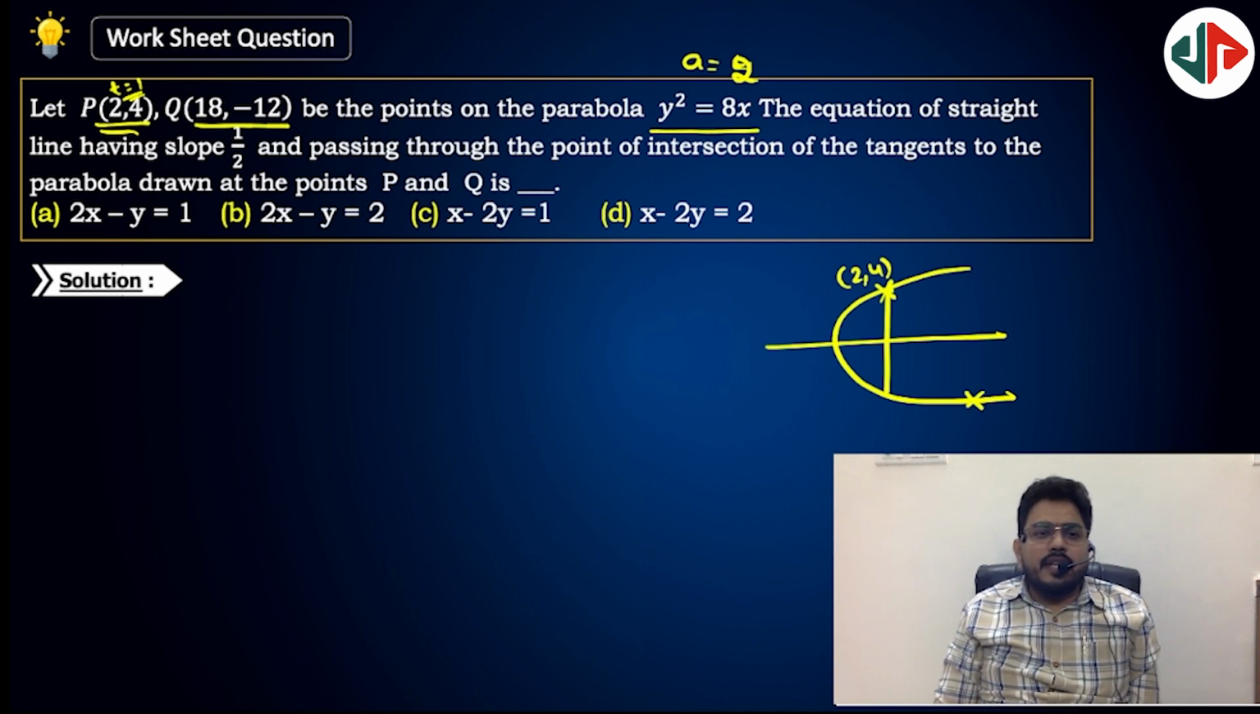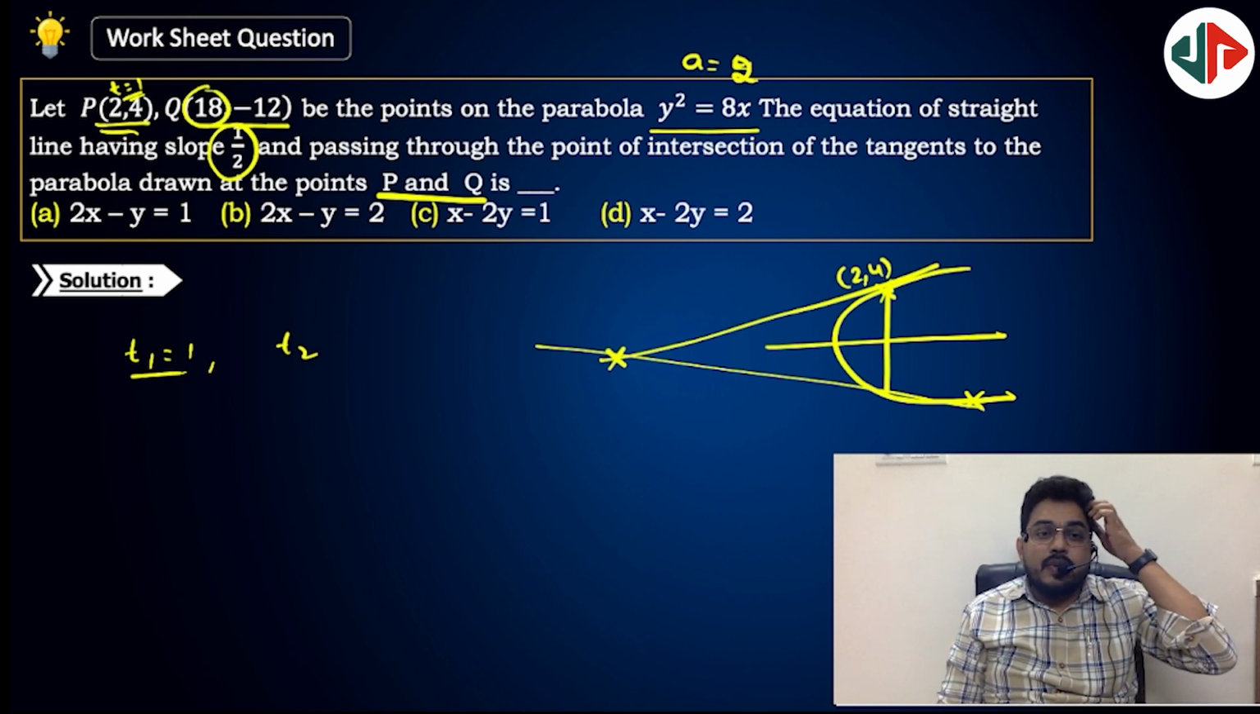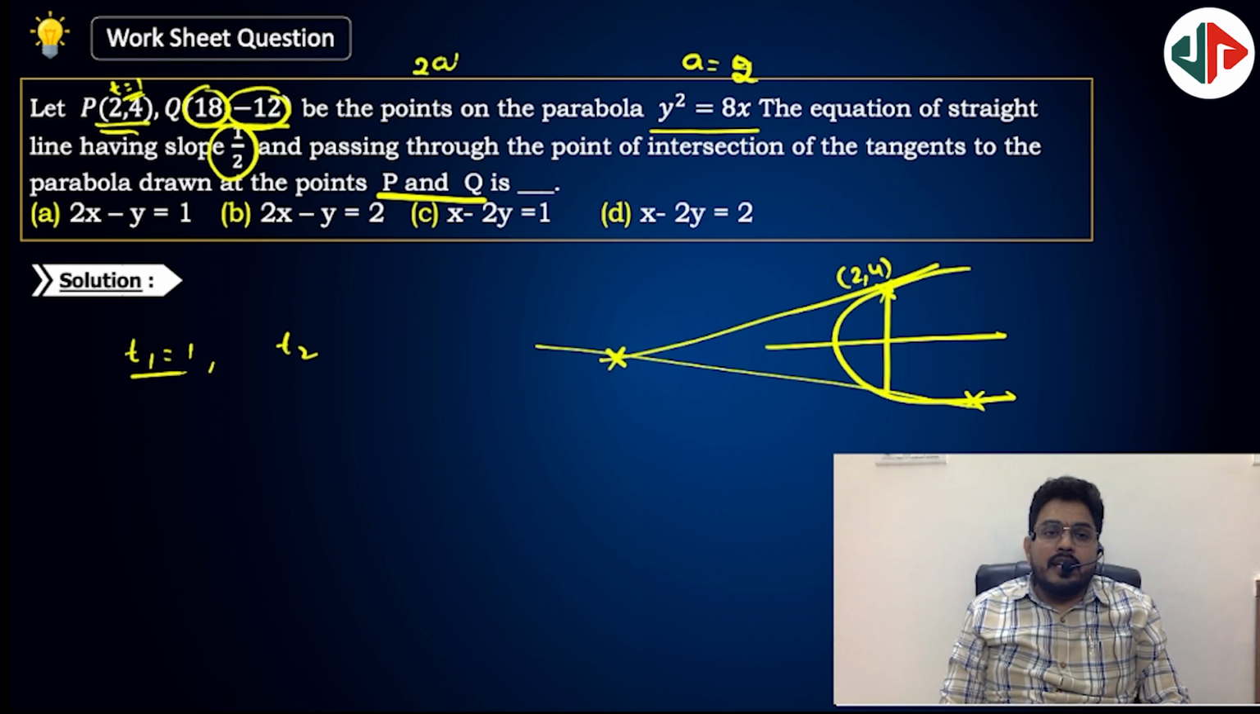The equation of the straight line having slope 1 by 2 and passing through the point of intersection of tangents drawn to the parabola at P and Q. So you need to take it up. What is the tangent here and here? So t1 is equal to 1 here. t2 is (at², 2at), so 2at is equal to minus 12. So what is the a value? The a value is 2. So this is 4, t is equal to minus 3.